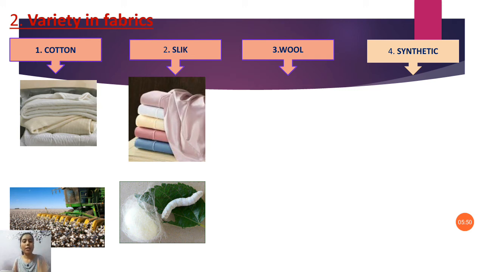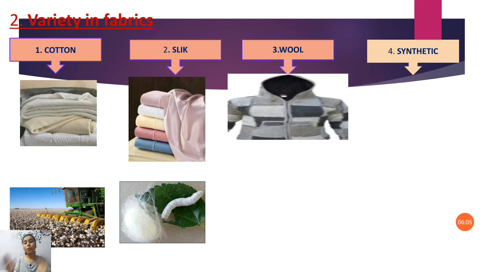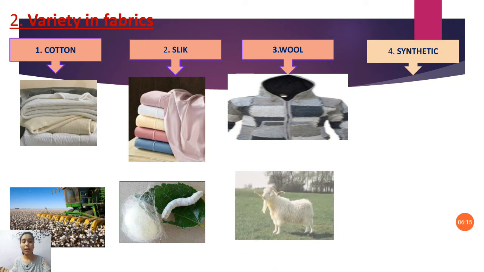Next, wool is what we wear in the winter season. Mostly wool is made from the hair of animals, like sheep. Sheep and a variety of animals are there. From that, hair is extracted from the animals and wool is made.